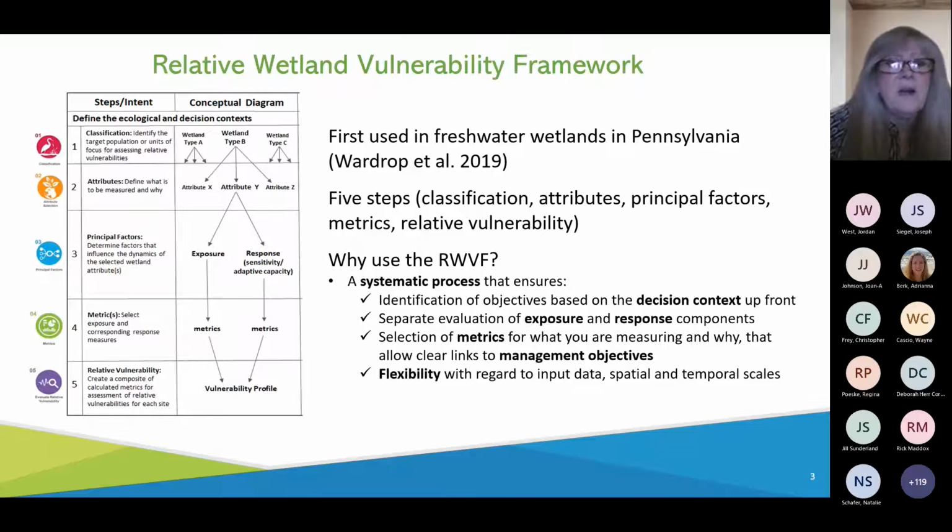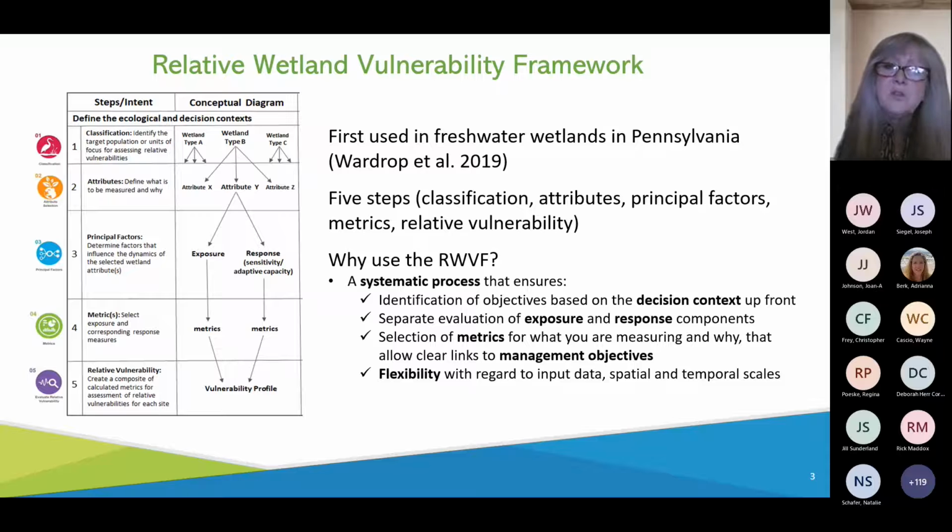This is a diagram of the vulnerability framework. We developed this first for use in freshwater wetlands in Pennsylvania. The 5 steps represent a structured process, right? Starting with classification where you're working and the attributes that represent what your management targets are. And then principal factors, which are the processes that are most important in driving those attributes, metrics to measure those factors, and finally assembling it into a relative vulnerability profile.